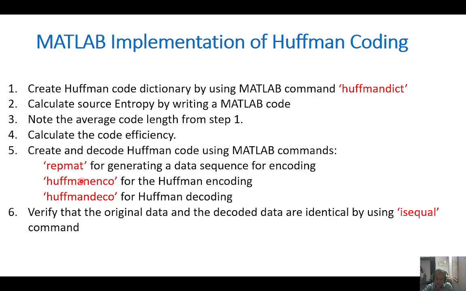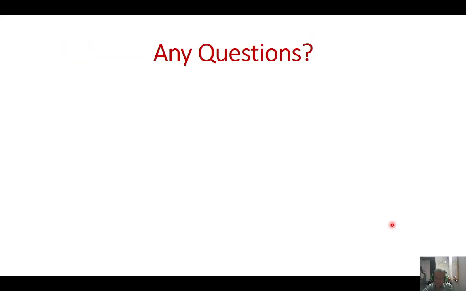Whatever information you get in encoding and decoding, you know the original sequence of data and the decoded information. You can verify the original data with the decoded data and check whether both are identical or not. For that, you can use the command isequal. So you are supposed to go through the help for each of the commands, understand the parameters for that command, and then write the MATLAB program. If you have any questions, you are always welcome. Thank you.